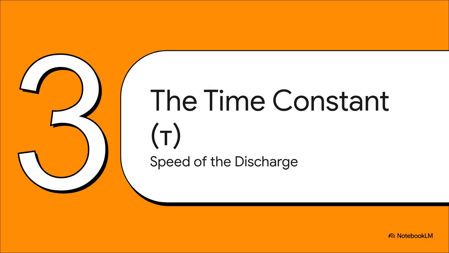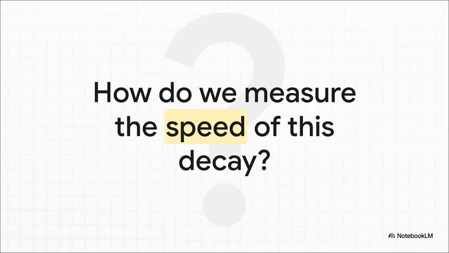So, we know the discharge slows down, but that begs the question, just how fast or slow is it? To answer that, we need to talk about one of the most important ideas in all of circuit theory, the time constant. I mean, it's a fair question, right? We need some kind of standard measurement for the speed of this decay. We can't just say a circuit is fast or slow. We need a number, a value we can actually use. And that value, my friends, is the time constant.